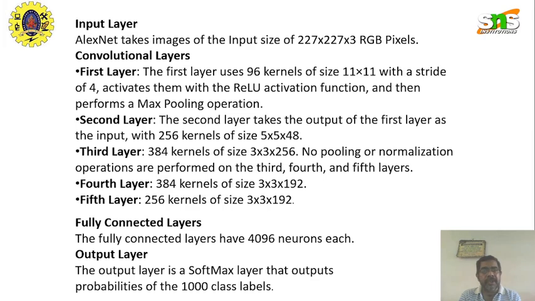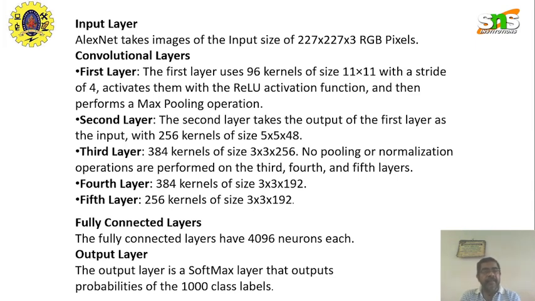This normalization and pooling is performed in the earlier layers, and the fourth and fifth layers. We already know what happens in pooling and what happens in normalization. In the pooling step we apply the max function, taking the maximum value from the appropriate strides. The fourth layer has 384 kernels of size 3 by 3 by 192, and the fifth layer has 256 kernels of size 3 by 3 by 192.